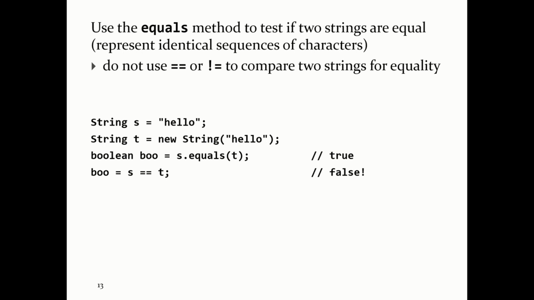No, so the equals equals, you use it for any primitive type, right? If I want to know if two int values are equal, equals equals. I want to know two double values are equal, equals equals, yeah.